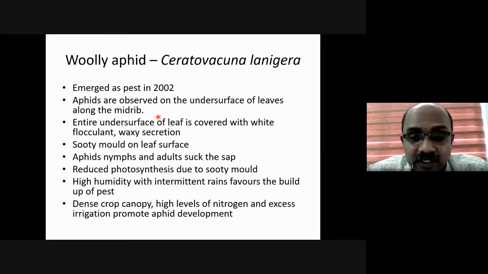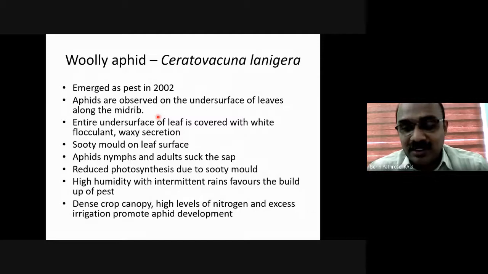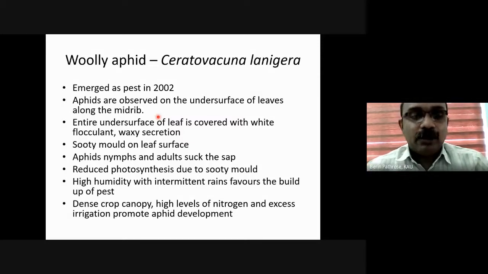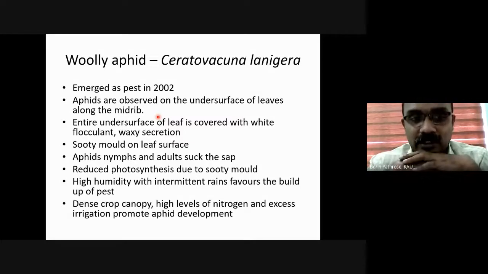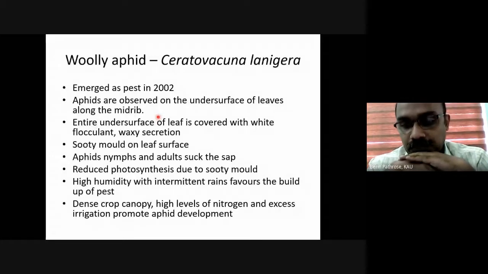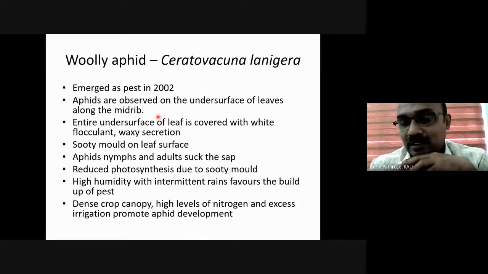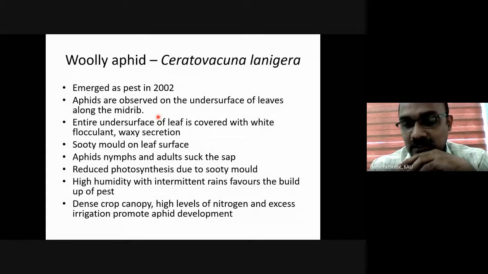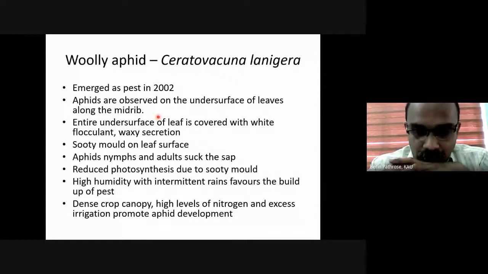Unlike other aphids, it looks similar to a mealybug. Have you seen a mealybug? How many of you have seen a mealybug live on a crop? Because we are unable to conduct the practicals. Yes, Sona has seen it. Only one. Yes, few.